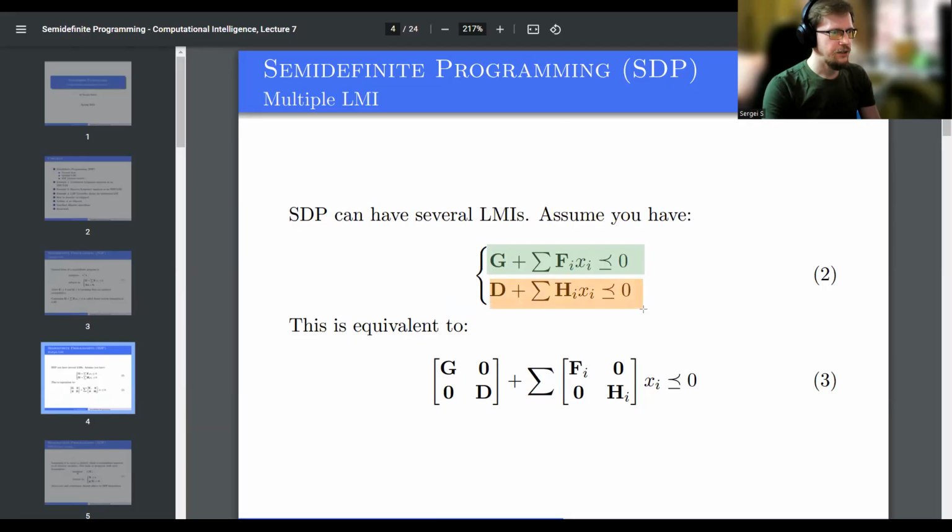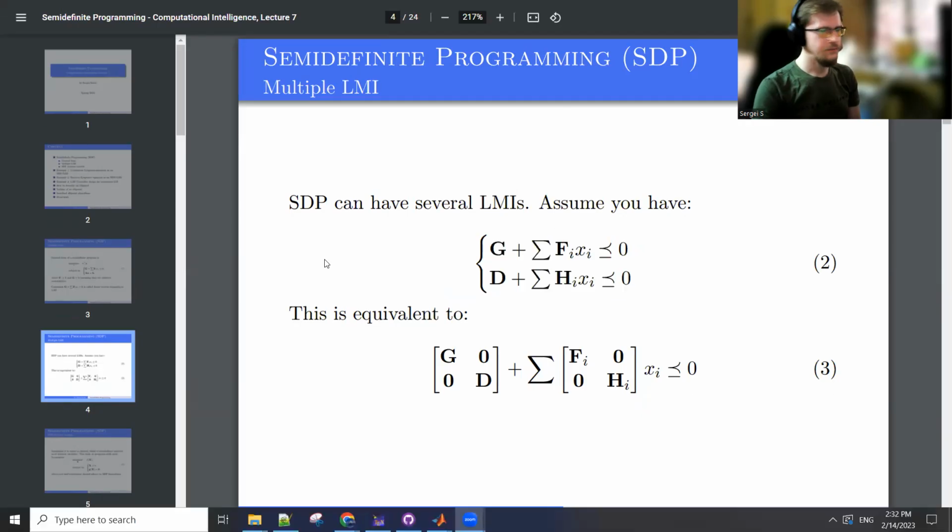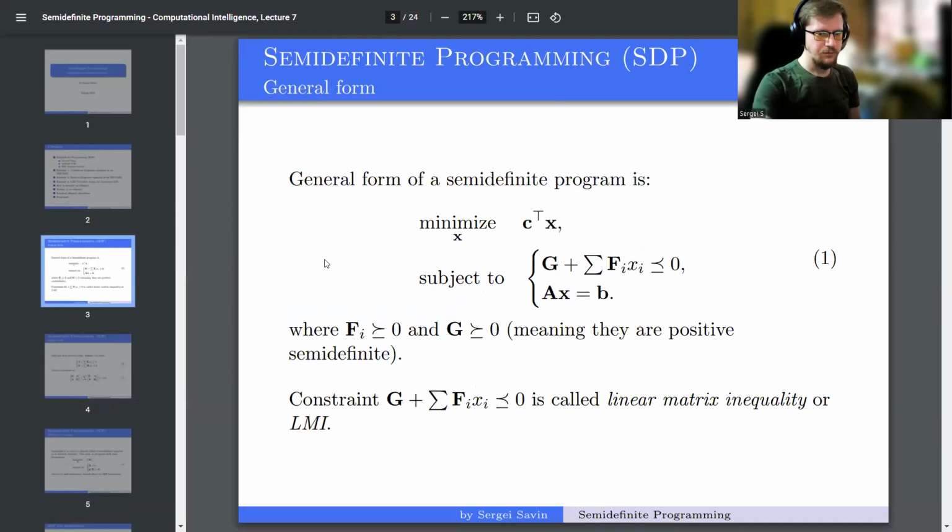Sorry, Professor. Yes. I have one question. Yeah, go ahead. Please. Like you said in the previous slide, G and F are positive semi-definite. So we're just adding them, and this whole constraint is equal to negative semi-definite. How is it possible? This thing we need to search on Google, like LMI. So how is this possible?